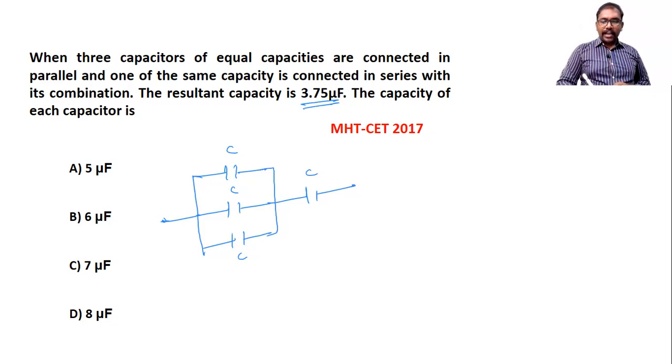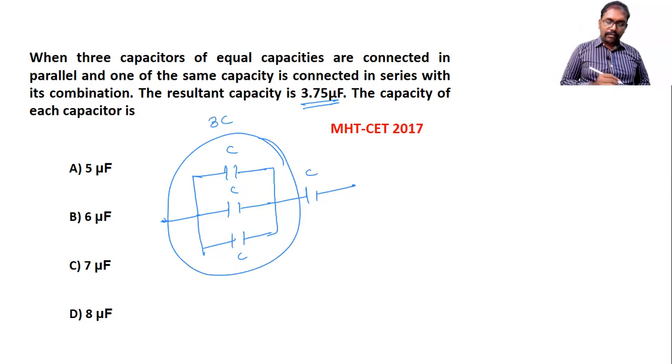Now here these 3 are connected in parallel, means the capacity we are getting is 3C, and this C. 3C and C are in series combination. So 1 upon CS is equal to 1 upon 3C plus 1 upon C. It is coming 4 upon 3C. So the capacity in this series combination is coming 3C by 4.